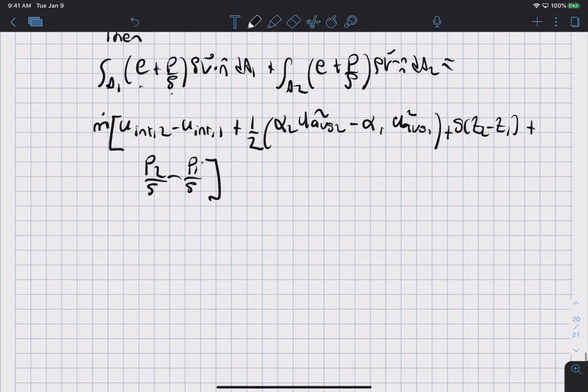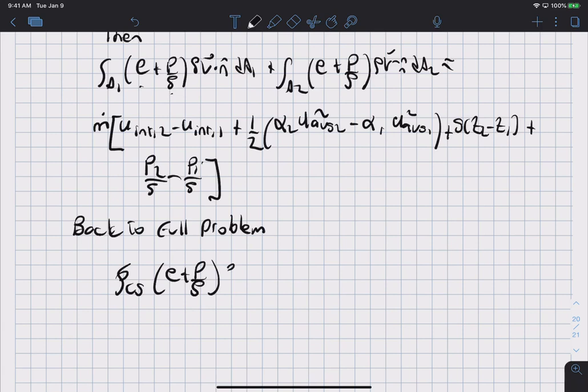Okay, so now back to the full problem, where we had the surface integral of E plus P over rho V dot n hat dA equals W dot in minus W dot out, and I'll call this W dot P because W dot in because the power in will typically come from a turbine, I mean the work in will come from a pump, and the work out will typically come from a turbine, so I'll call that W dot T, and minus a heat loss term. Okay.